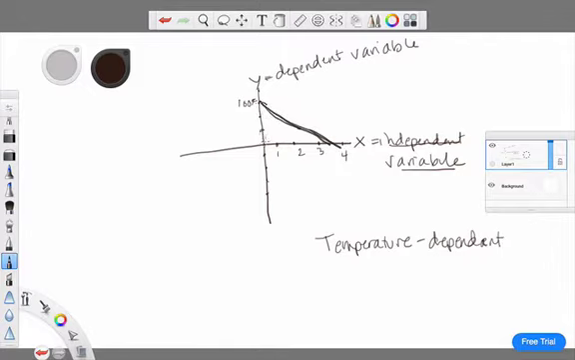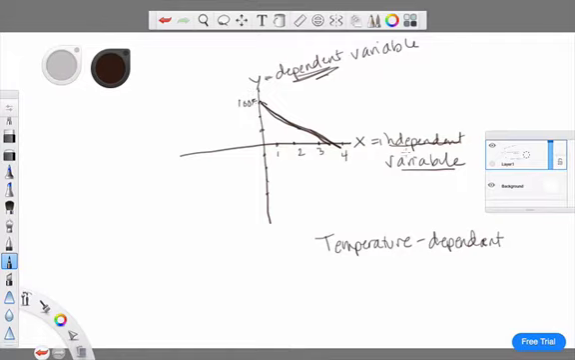The temperature is completely dependent upon how high you are in the atmosphere. So that's why it's a dependent variable. How high you are is not dependent upon anything. I guess it's dependent on how high your airplane can fly, but that's not part of what we're looking at. Those aren't the variables we're looking at. We're only looking at how high you are compared to the temperature.